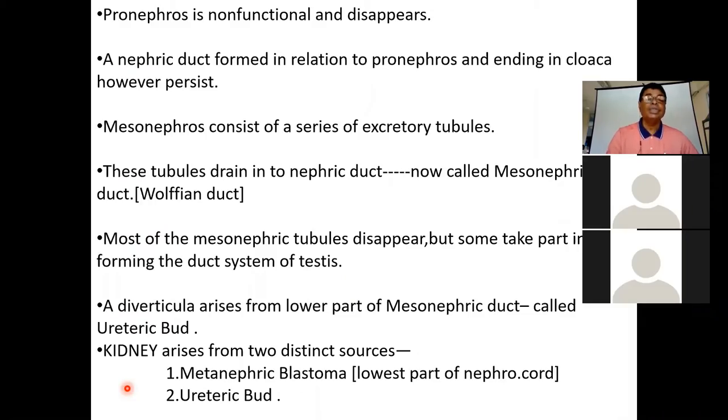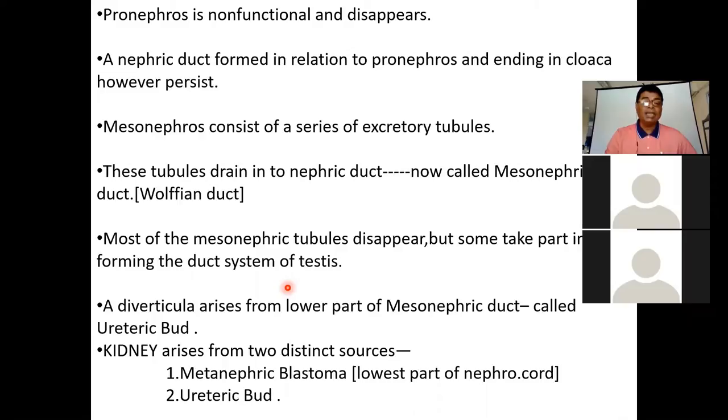This pronephros is non-functional in the human being and it disappears. But a nephric duct forms in relation to this pronephros and ends in the cloaca, and it will persist. The mesonephros, which is lying in the thoracolumbar region, consists of a series of excretory tubules, and these tubules drain into the nephric duct, which is now called the mesonephric duct or Wolffian duct. Most of the mesonephric duct disappears, but some of it takes part in the formation of the duct system of the testes.